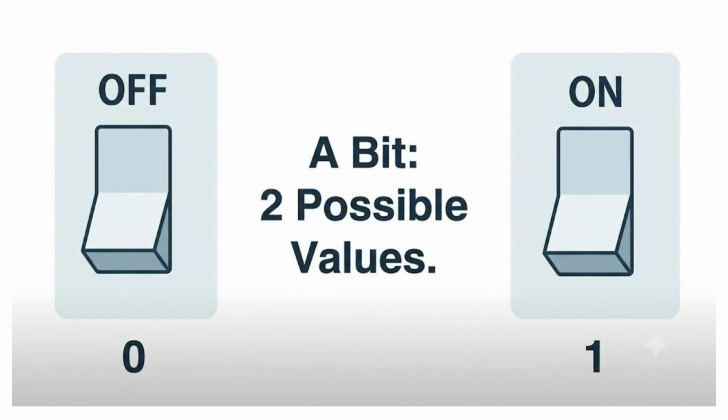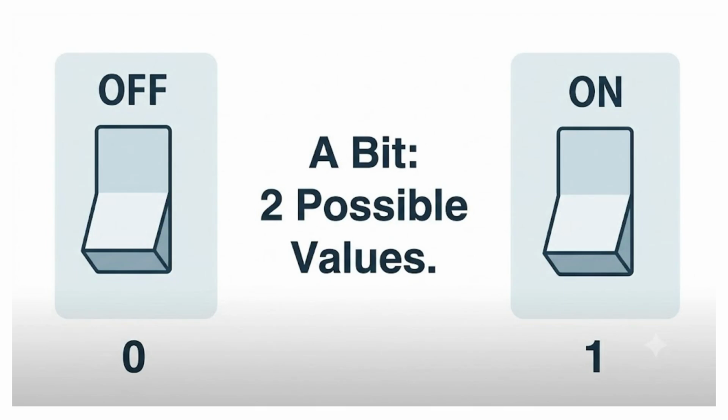A bit is the smallest unit of data that a computer can store. A bit can have only two possible values. It can be 0, which represents OFF, or it can be 1, which represents ON. Think of it like a simple light switch. The switch is either off or on. There is nothing in between.